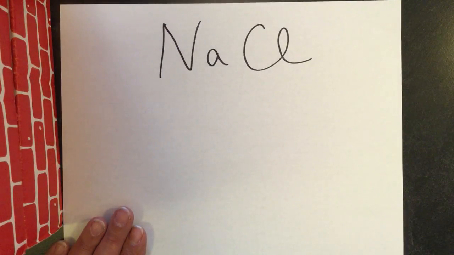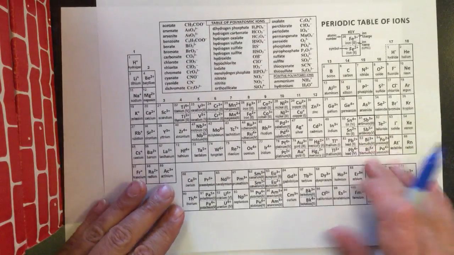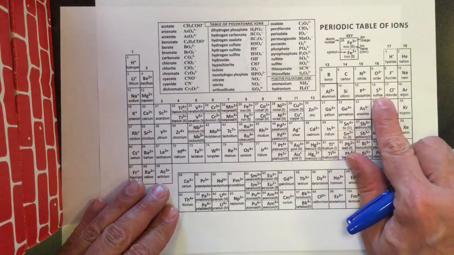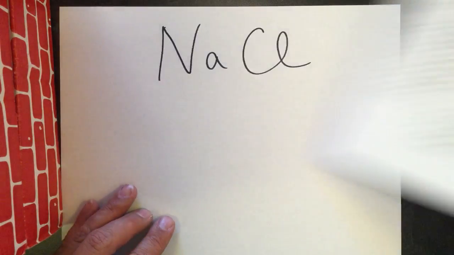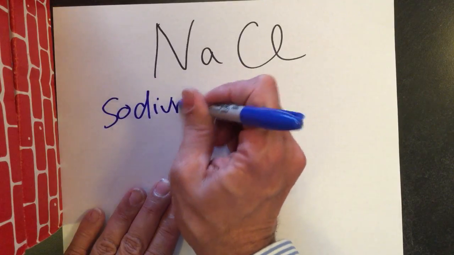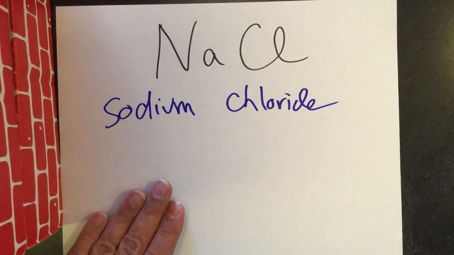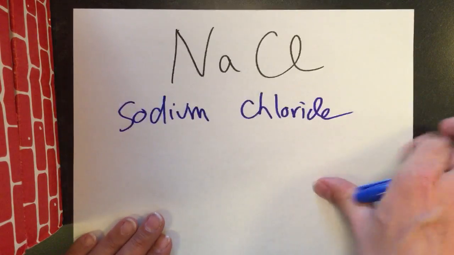Here it is. It's NaCl. Hey, you buy it in the store. That's what we call table salt. So you look at the periodic table of ions and you see, okay, Na, there it is, sodium. Cl is called chloride. That's all you do. Na is called sodium, Cl is called chloride. The name of that ionic compound is sodium chloride. Ta-da! All right, let's look at the next one.